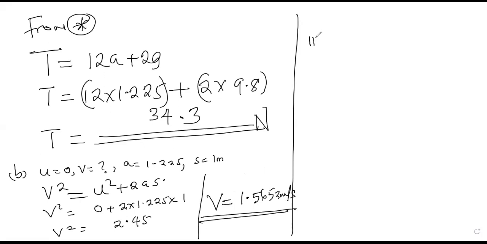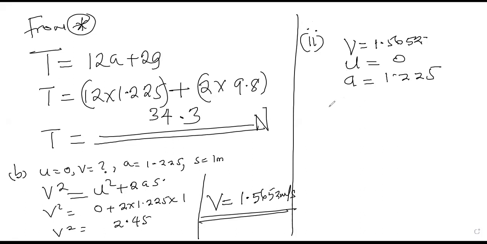Then B Roman 2. B Roman 2 is asking for the time the 4 kilogram mass takes to hit the ground. Since we have the final velocity V as 1.5652, and we know that our U is 0, and our A is 1.225, and now they need T, I can use the first equation of motion: V equals U plus AT.